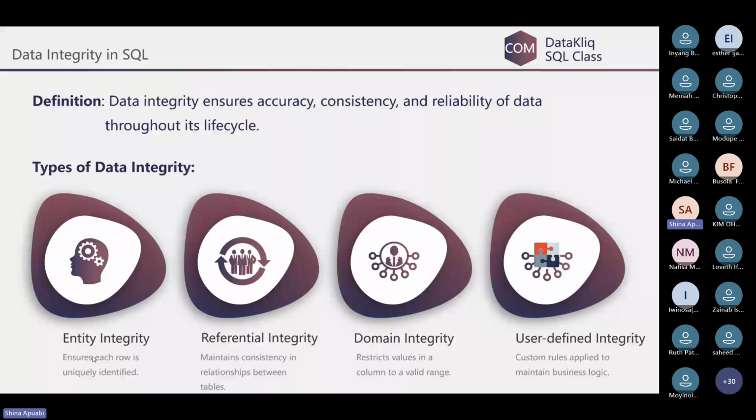So what about referential integrity? The second one says to maintain consistency in relationships between tables. In other words, it ensures that the relationship between two or more tables remains valid. Now, let me give an example. Let's say there is another table, and if the other table refers to the customer table also, then an order must be linked to an existing customer.